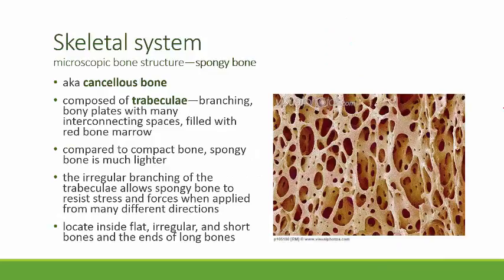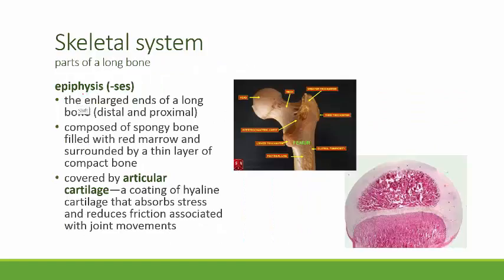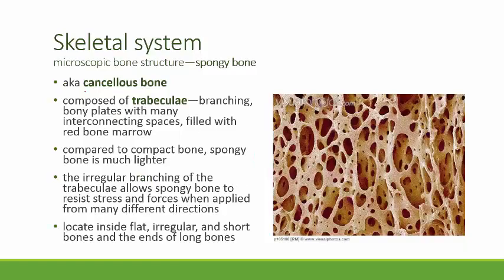Okay, so the other kind of bone is referred to as spongy bone, also called cancellous bone. I'm going to call it spongy bone. Now, spongy bone is not built of osteons, but instead it's built of these plates of the extracellular or bony matrix.